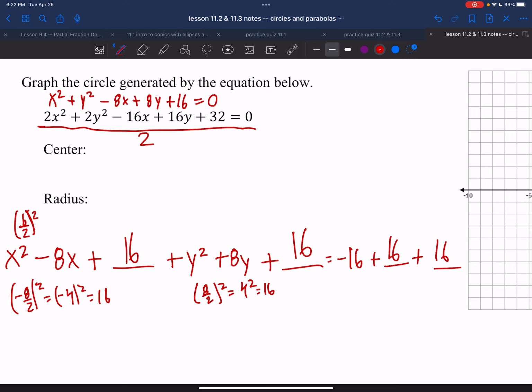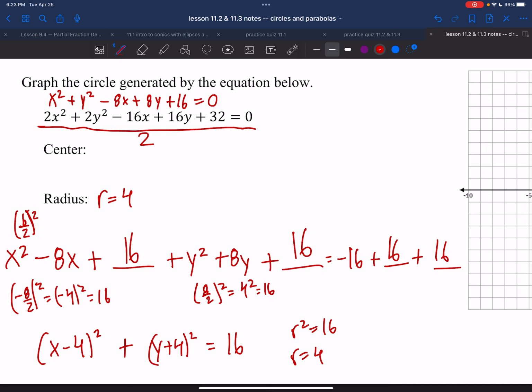Okay, so this side here, right? That trinomial should be factorable. I mean, it is. It's x minus 4 squared. And then this trinomial here is factorable. So that's y plus 4 squared, if you factor that, equals negative 16 plus 16 plus 16 is 16. So that's standard form, right? So what's the radius? The radius is 4 because r squared equals 16. So r equals 4. And the center is at x is 4, y is negative 4.